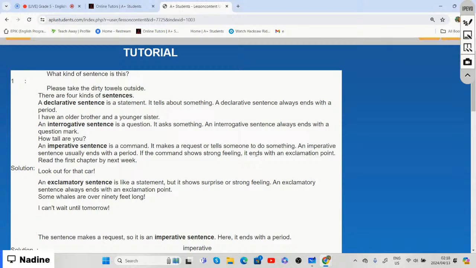All right. So we said that an imperative sentence is a command and it makes a request or tells someone to do something. An imperative sentence usually ends with a period. So that is why here, once again, an imperative sentence ends either with an exclamation point or with a period, right? But if the command shows strong feeling, then it ends with an exclamation point. It's like they're shouting now, right? Commanding you to do something.